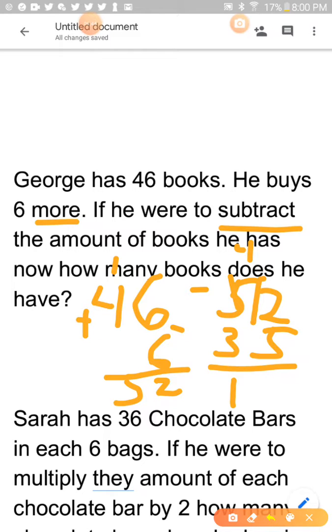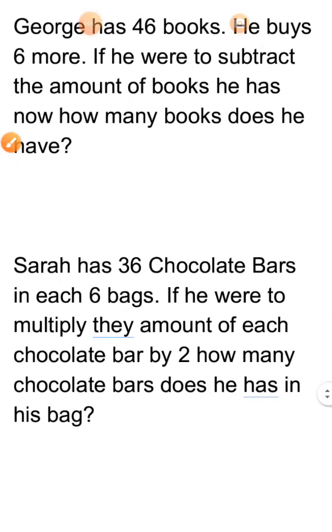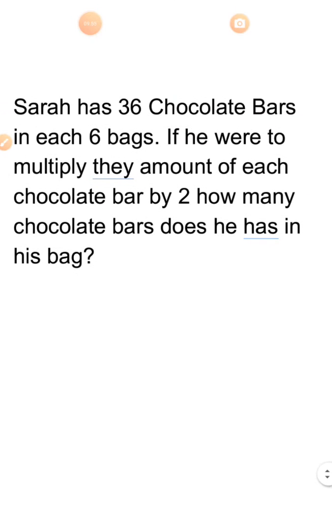Alright, let's move on to the next problem. Sarah has 36 chocolate bars in each of 6 bags. If he were to multiply that amount of chocolate bars by 2, how many chocolate bars does he have in his bag?